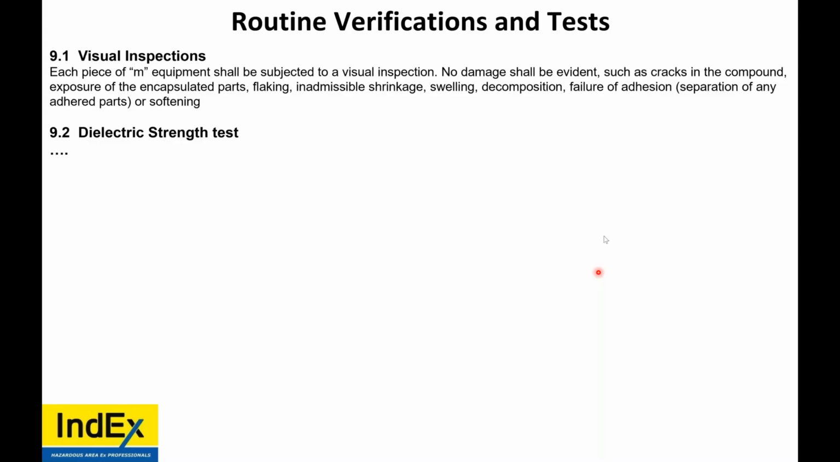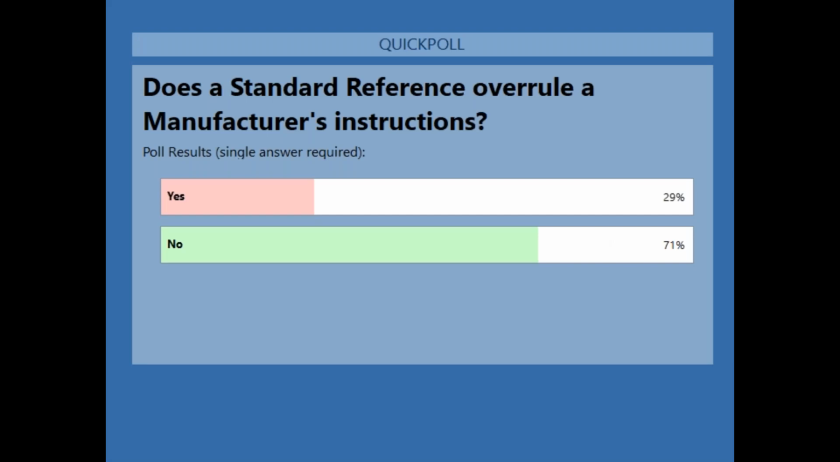Now, for the 29 or 30% who have been watching this presentation, I would suggest you watch it another 2 or 3 times. The standards tell you to follow what the certificate and the conditions of use say. They also tell you to do as the manufacturer tells you. So, please get it out of your head. The standard does not overrule an existing certificate or manufacturer's documents.